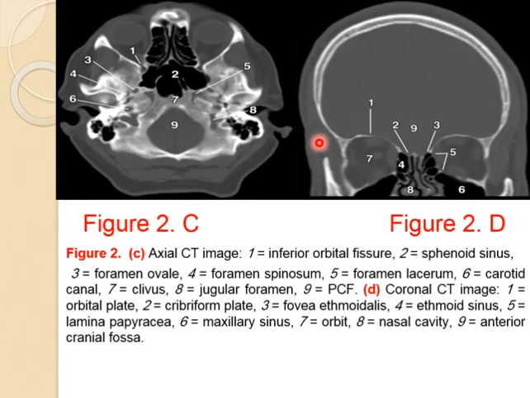In this axial image, we see the inferior orbital fissure and sphenoid bone, foramen ovale, foramen spinosum, foramen lacerum.